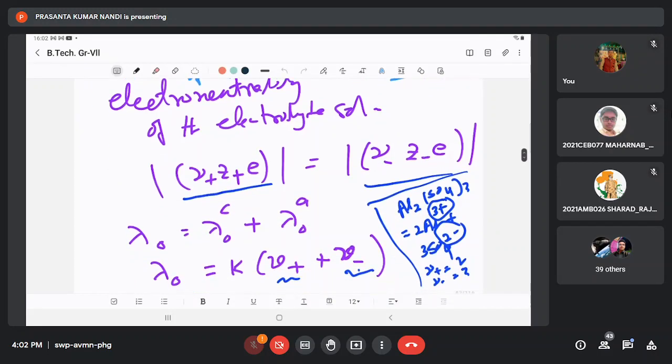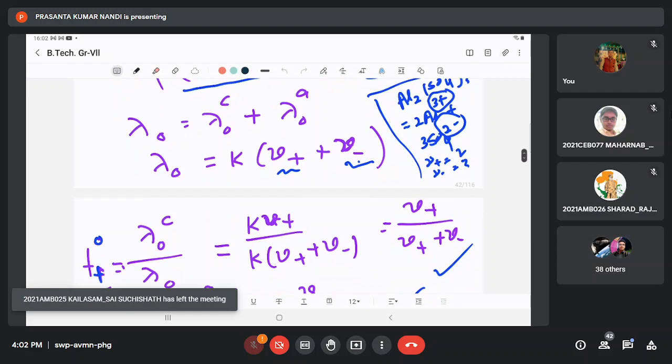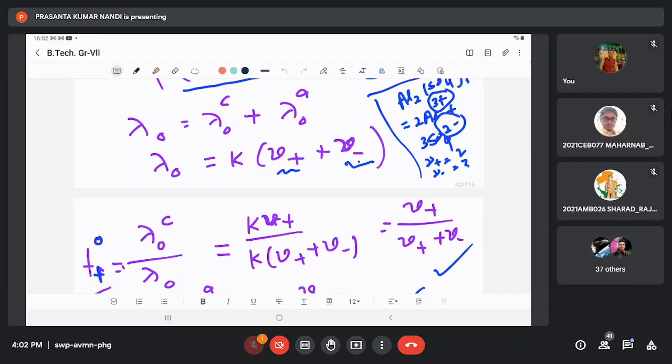So lambda is equal to like this, you can write. And these are the different expressions of nu plus, nu minus. What are these quantities? Can you guess? Nu plus is the mobility of the cation and nu minus is the mobility of the anion.